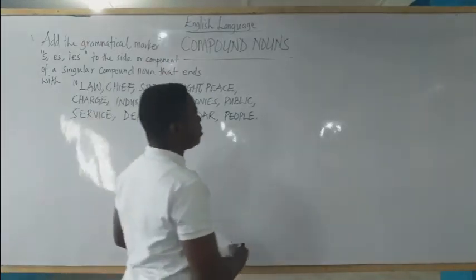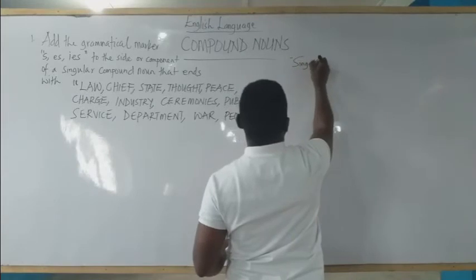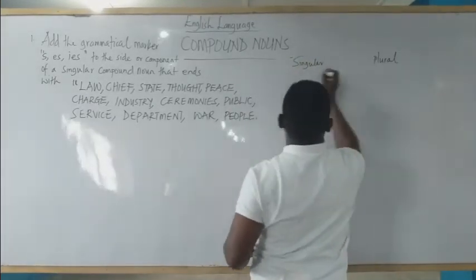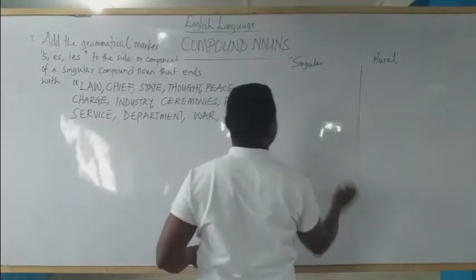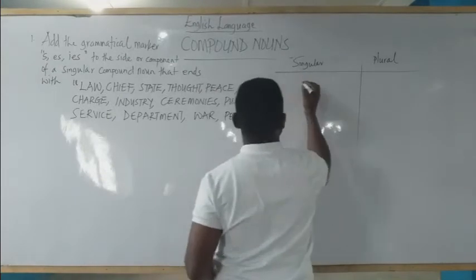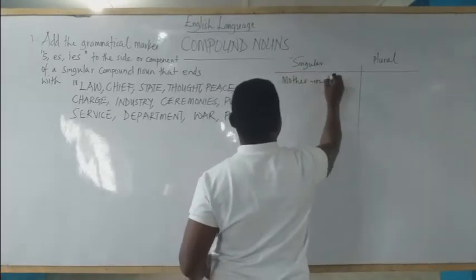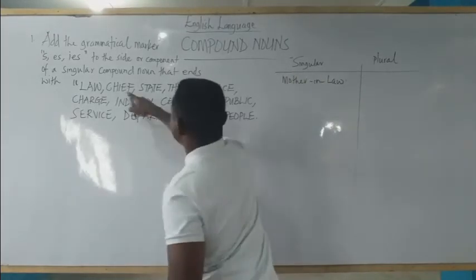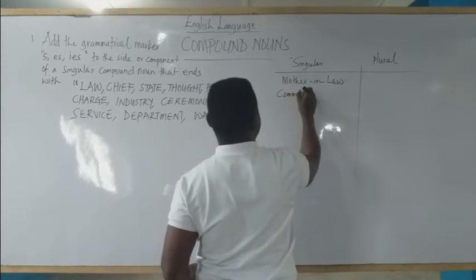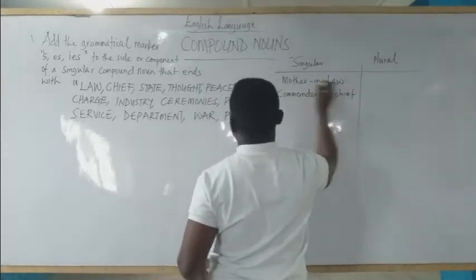Now, examples include, look at this one, which gives us the singular and the plural form, so it will be in this order. If I have a word that ends with law, example, we have mother-in-law. We have chief. We have commander-in-chief. Commander-in-chief. Look at this one.